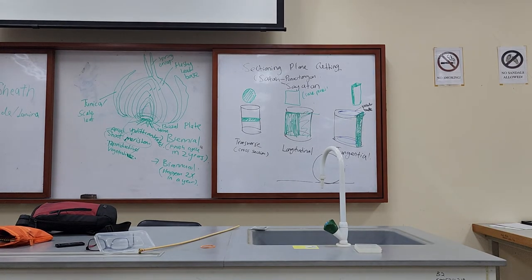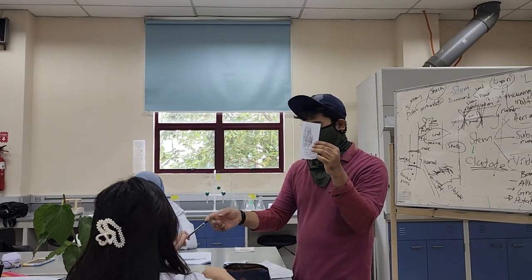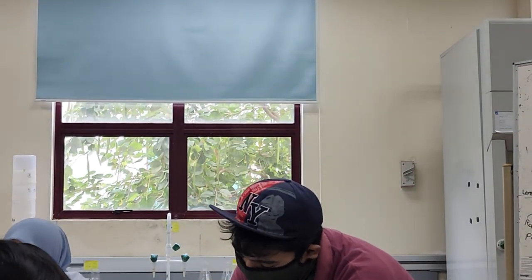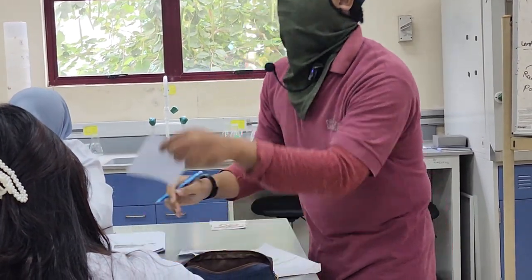Let me try to give you a few things. Use your pencil and then you can label it properly. For example, like this one, you can label. Actually, there is a lenticel here, and then a leaf scar for the Carica papaya.